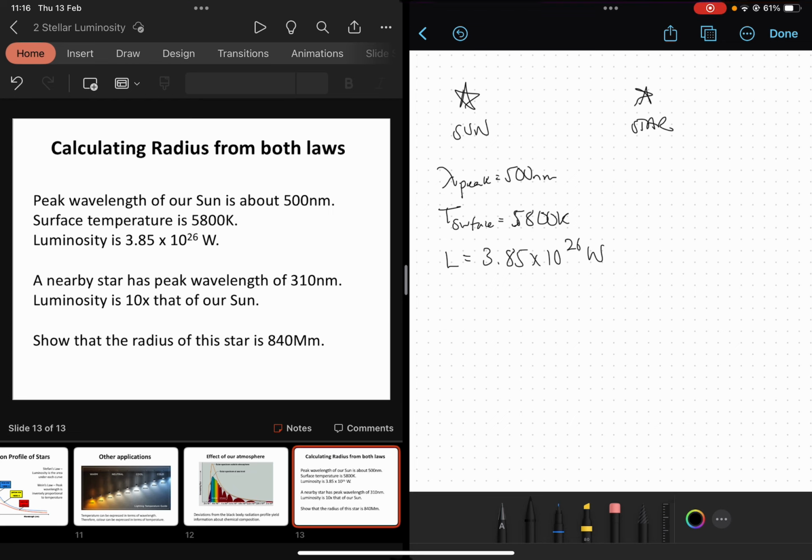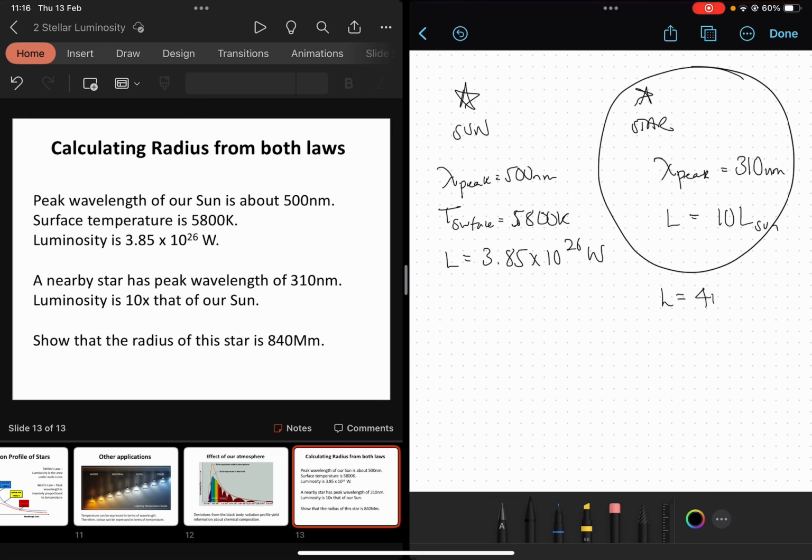We have a nearby star, and it's got a peak wavelength, and it is shorter than that of the sun. So we're going to deduce it must be hotter than the sun, and it's got a luminosity that is 10 times the luminosity of the sun. We are able to work out its radius. Okay, the first thing then that we need to know if we're going to work out the radius of the star is what equation is going to get us there, and it's going to be Stefan's law, isn't it?